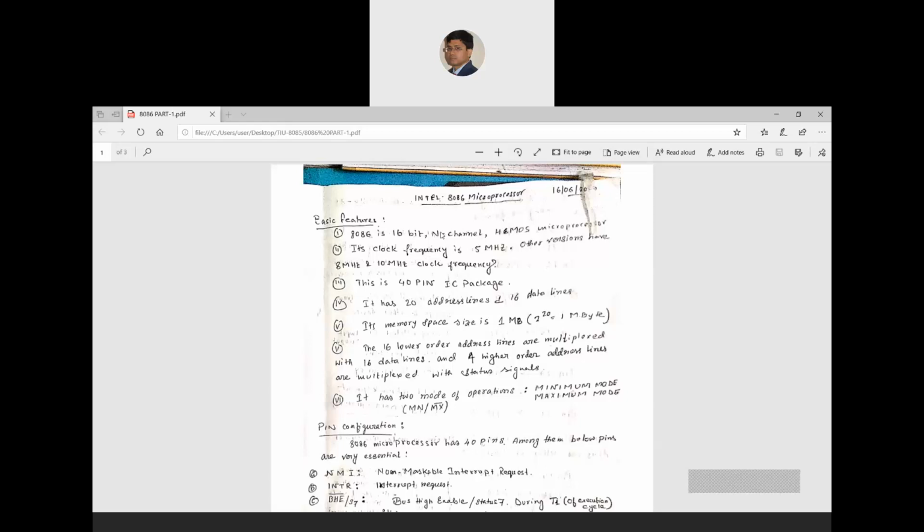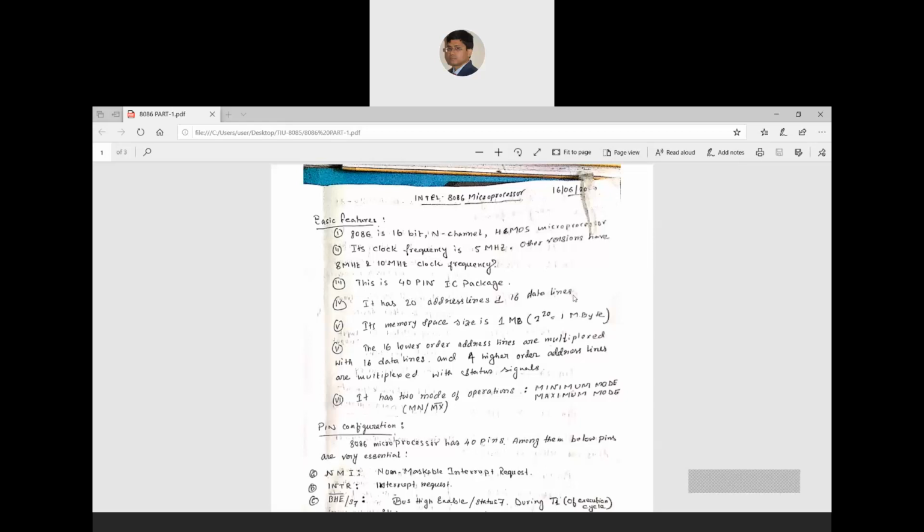Next is how many pins there are in the chip of the 8086 microprocessor. It has a total of 40 pins, right? It has a total of 40 pins. This is also an important point, because from the hardware perspective, the 8086 microprocessor has a total of 40 pins. Now the next important point is the size of the address lines and data lines.